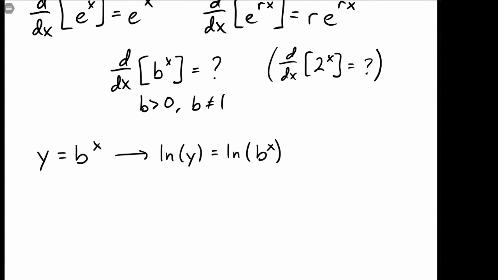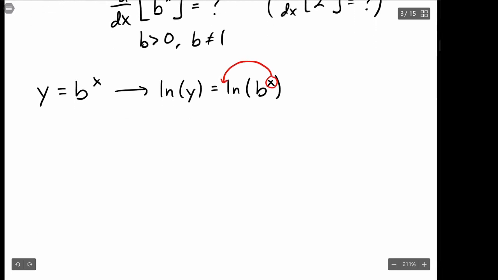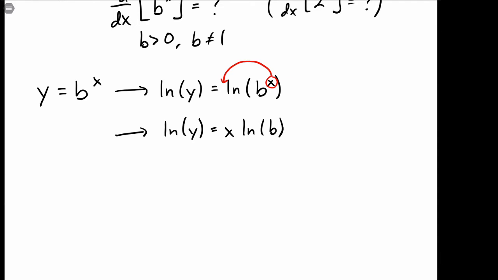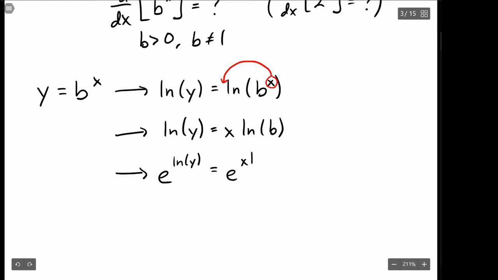Now, the key thing that logarithms allow us to do is take this exponent and move it out front. So this gives us ln of y is x times ln of b. Now what we're going to do is make both of these the exponent of e. So we're exponentiating both sides here.